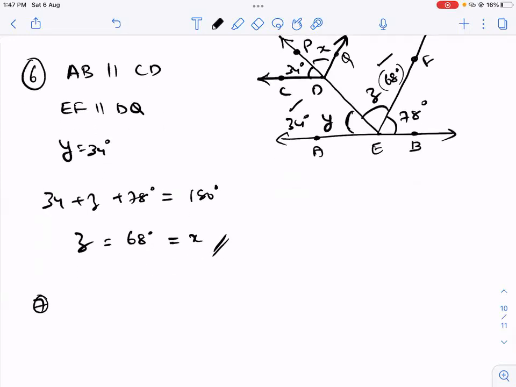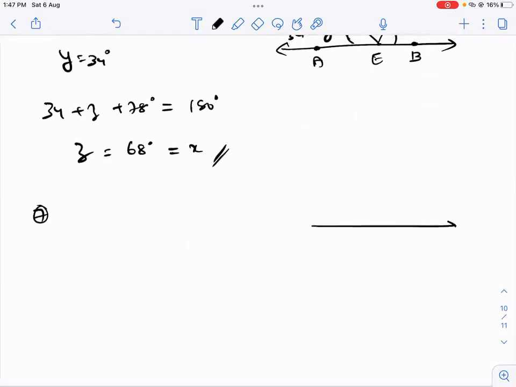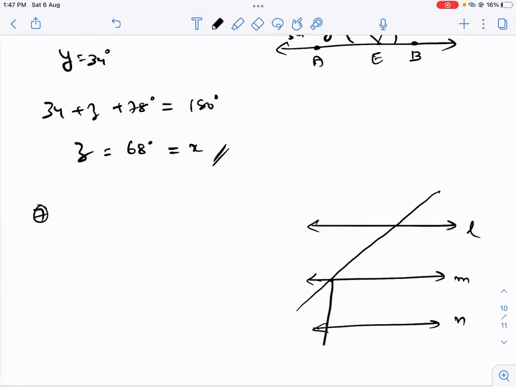So seventh one. L, M and N are parallel to each other, such that there is one line like this and you have another line so that this total angle is 70 degrees. This point is Q. So this point is S, this point is R, this is 25 degrees, right? This is P, this is Q, okay. Find angle QRS.